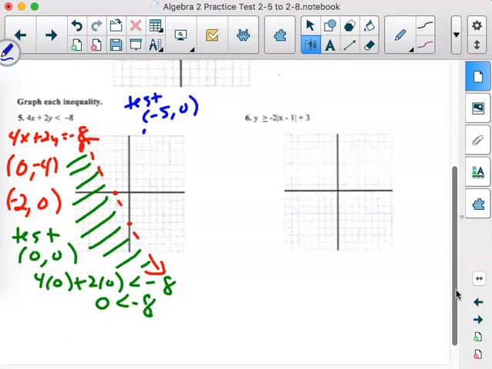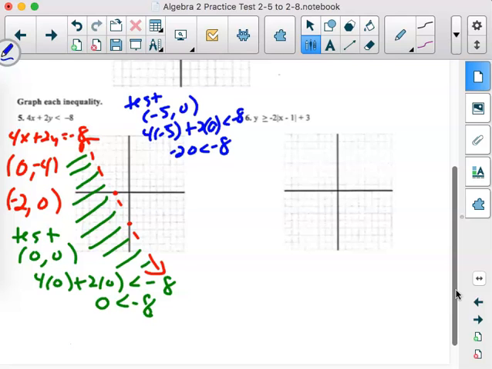So this would say 4 times negative 5 plus 2 times 0 is less than negative 8. Negative 20 is less than negative 8. Is negative 20 to the left of negative 8 on the number line? Then I know I'm right. I shaded in the right spot. Because I already found out 0, 0 doesn't work over here, and now I just found out, yes, the spot that I have shaded works.